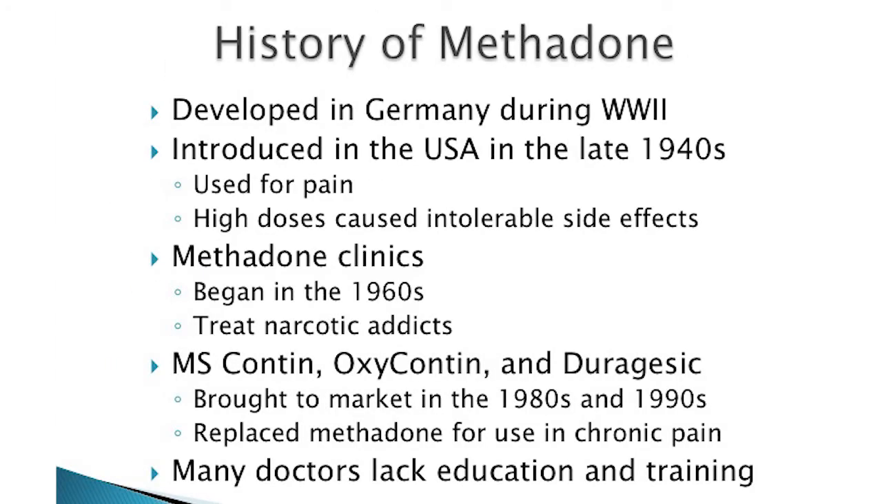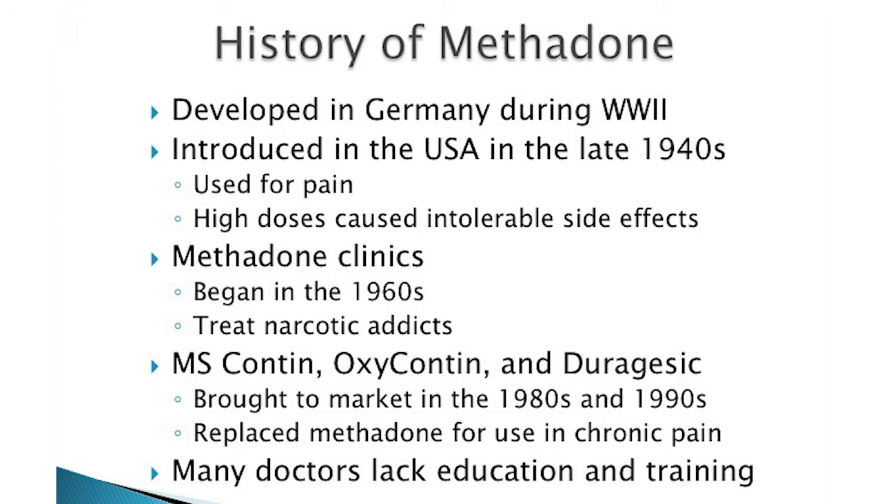So I started with a history of methadone just to give you some context about the drug. It was developed in Germany during World War II as a pain reliever for soldiers when they had a shortage of morphine. After the war, it was introduced into the U.S. in the late 40s and used for pain, but because not much was known about it, it was prescribed in very high doses that led to intolerable side effects, which was obviously not favorable. Then in the 60s, we saw the opening of methadone clinics that were used for the detoxification and maintenance of narcotic addicts after the resurgence of heroin as a street drug.